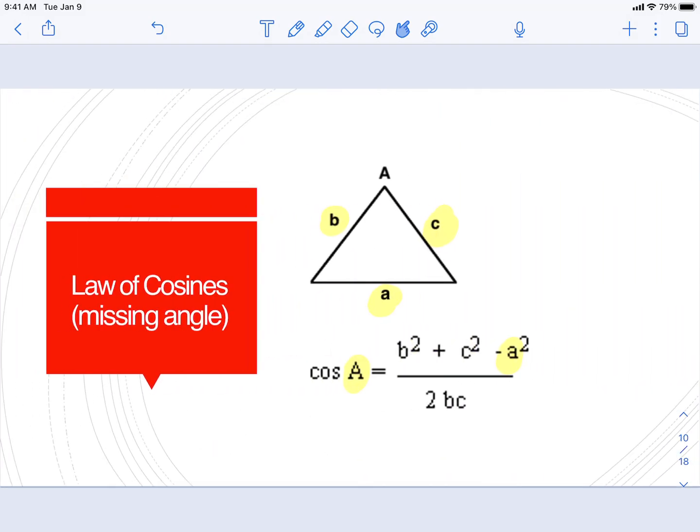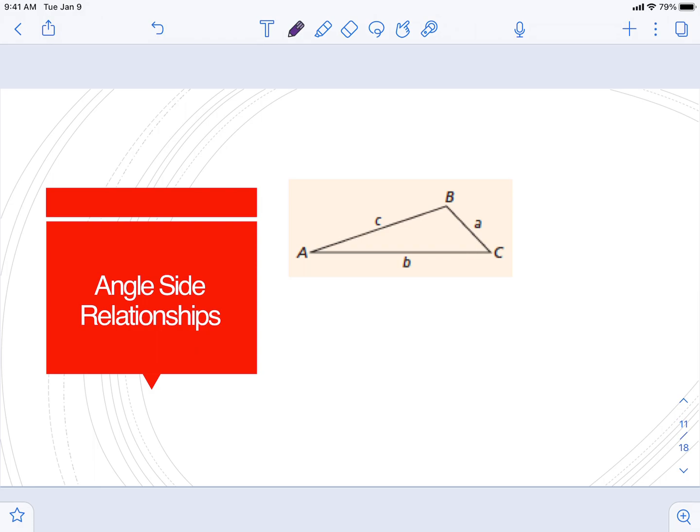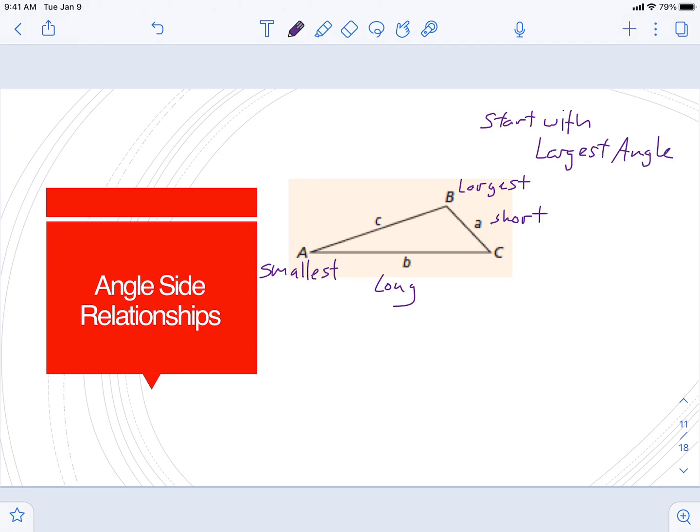All right, now, when it comes to using the law of cosines to find a missing angle, what we want to do is to start with the largest angle. Now, the way that this works, let's say that B is our largest angle. That means that side B has to be the longest side. The largest angle is opposite the longest side. And then if side A is our shortest side, that means that angle A has to be the smallest angle. And then if C is the middle side, the middle-sized angle, then side C has to be the middle lengthed side.